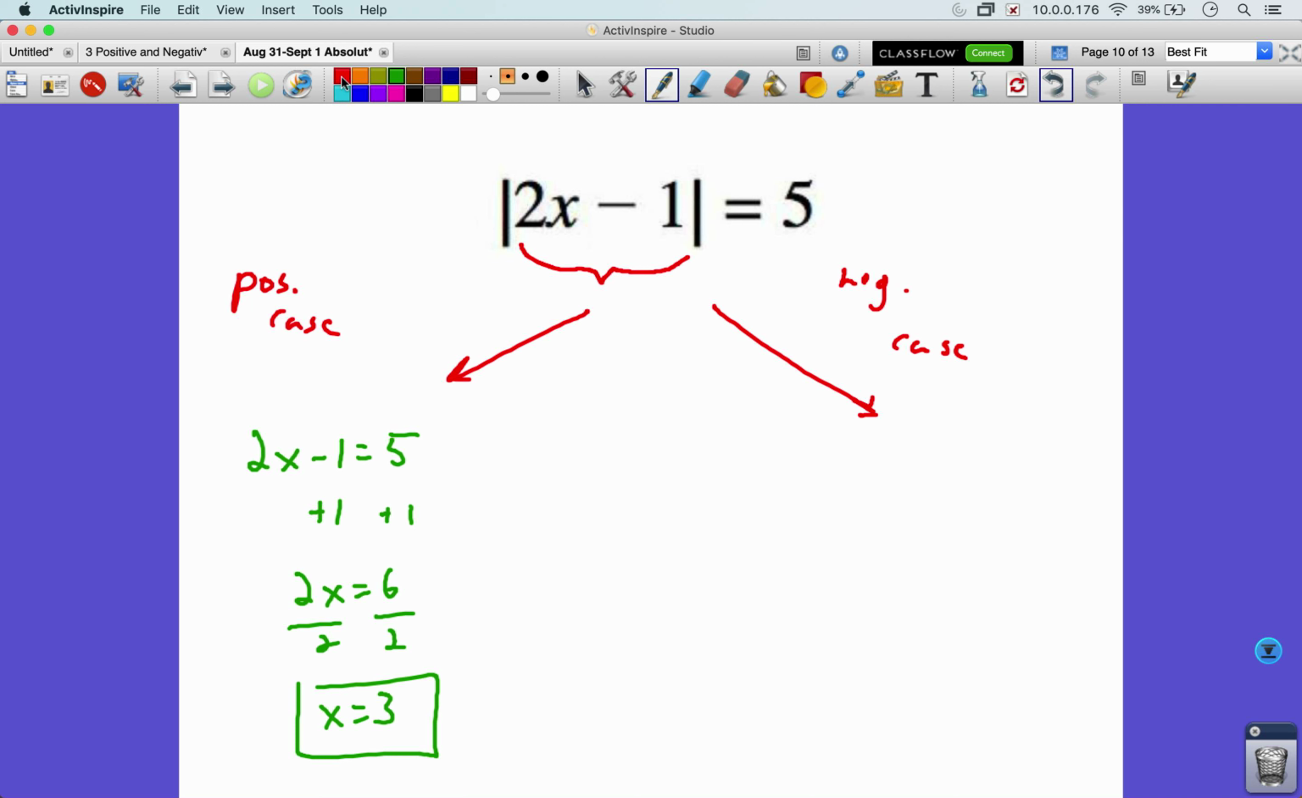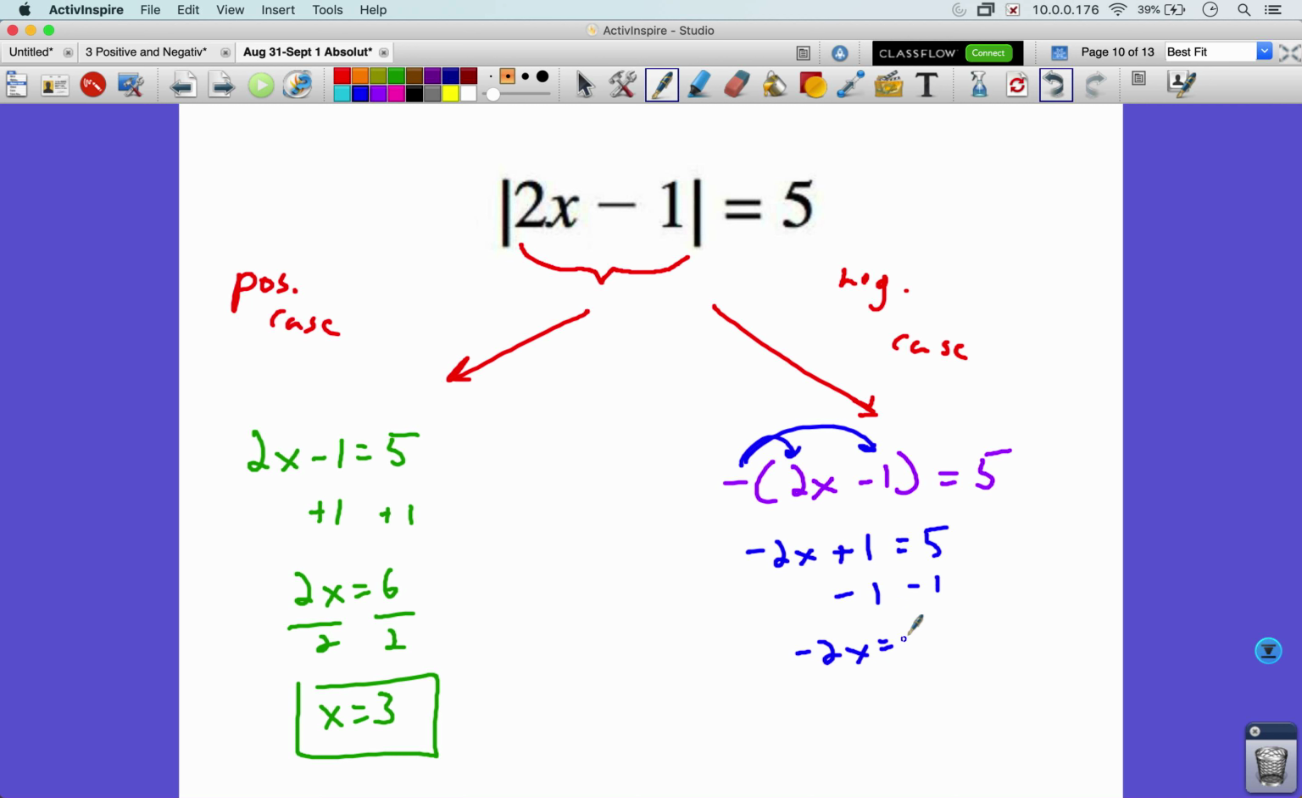That's a true statement. In the negative case, we're saying this expression in here is negative, and the absolute value brackets have to flip it back to being positive. They do that by multiplying it by a negative 1, so we get negative parentheses 2x minus 1 equals 5. We'll distribute in that negative, get negative 2x plus 1 equals 5. Move our constants away from the variable. Negative 2x equals 4. Divide by our coefficient. x equals negative 2.